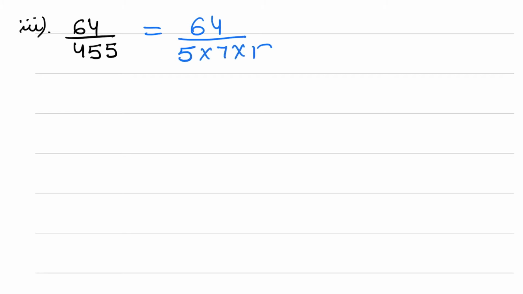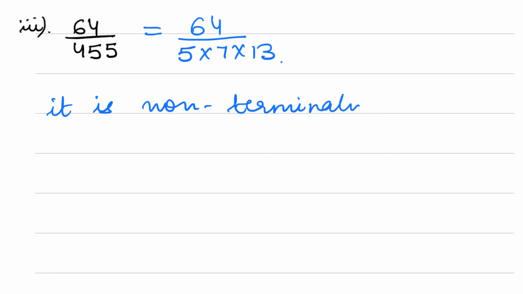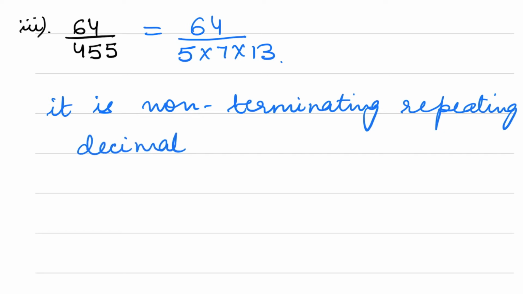Third part, 64 by 455, and this we can write as 64 by 5 into 7 into 13. So we can say it is a non-terminating repeating decimal expansion.